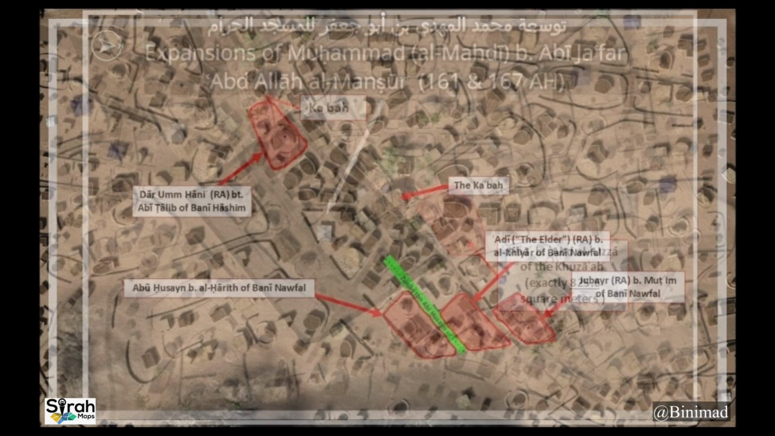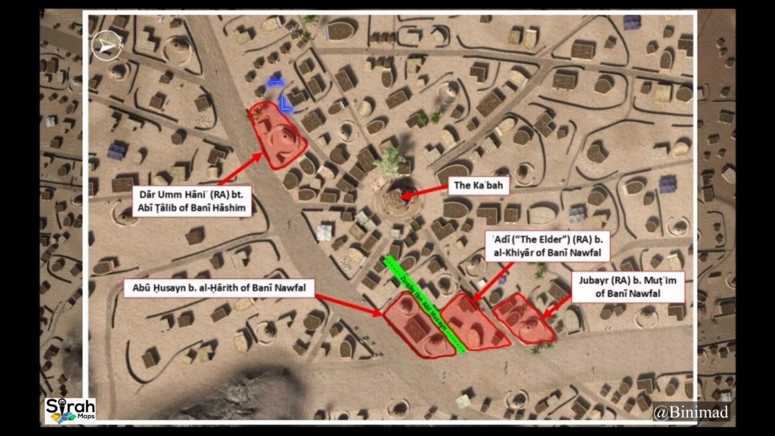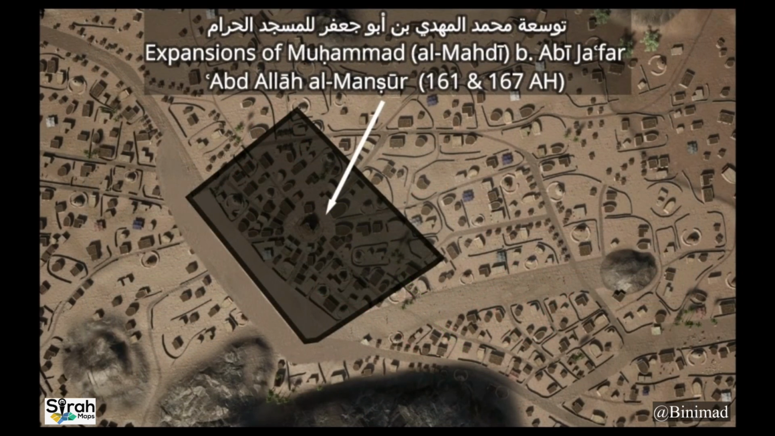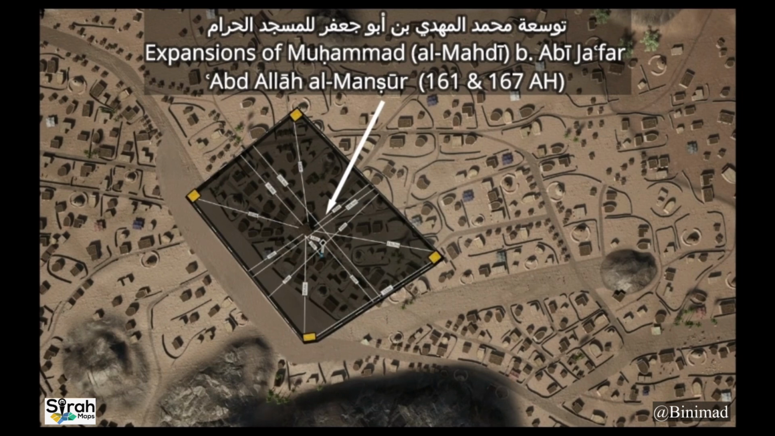Among the other properties absorbed by the Mahdi expansions are those of Hind bint Abi Talib radiallahu anha, Jubair bin Mut'im radiallahu anh, Adi bin al-Khiyar radiallahu anh, and to his southeast and across the path of Zuqaq ibn Abi Hussein, the property of Abu Hussein bin al-Harith, with all three being among the Bani Nawfal clan of the Quraysh. These properties, however, along with many others, will be addressed in more detail in future episodes, insha'Allah. The detailed measurements of this expansion are also among what was important to achieve this level of resolution.